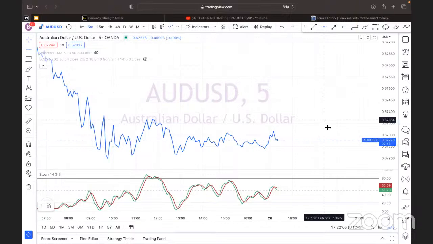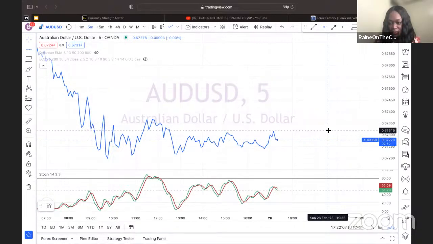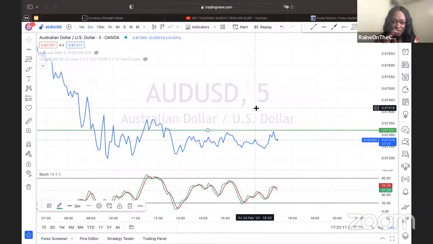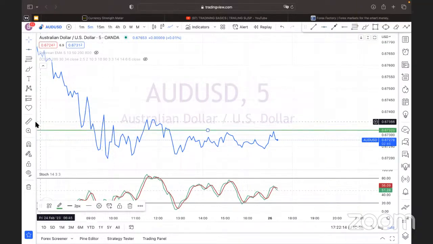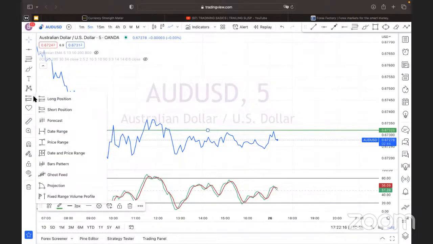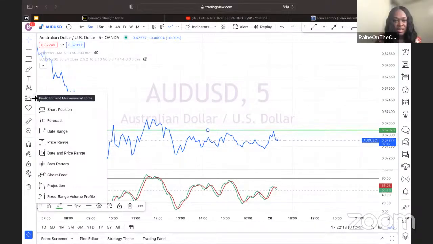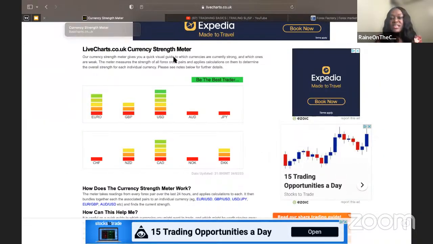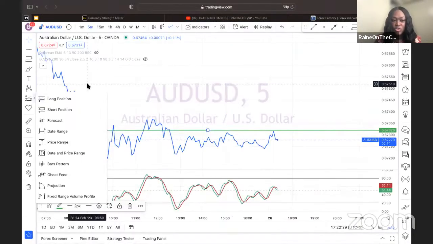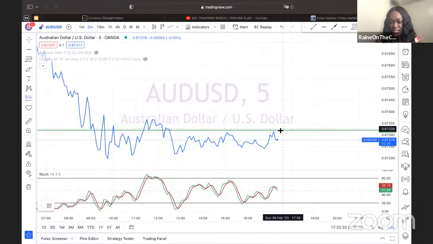So we're going to pretend that we entered right here. The green line is my entry. And I'm going to use my, hold on, let me see, what was it? AUD USD, currency one was weaker, so we're looking for sells. So I'm going to use my short position tool, right? So let's pretend that I had entered here.